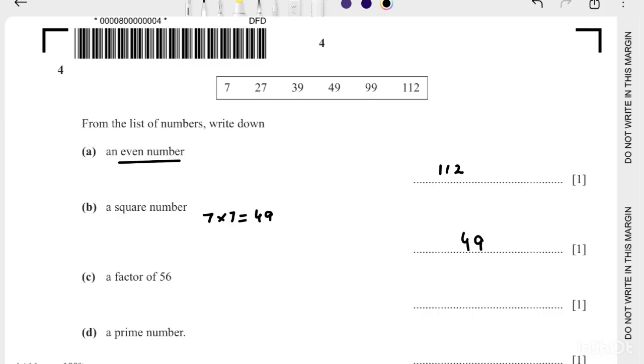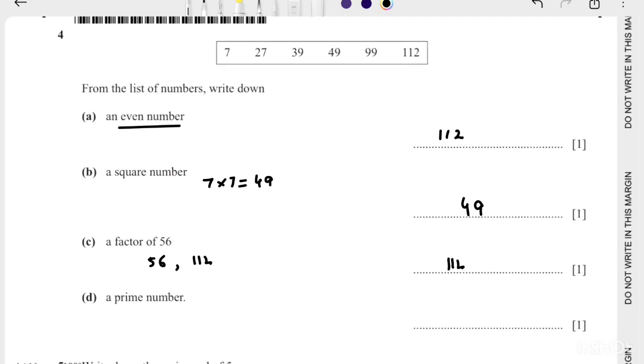Now a factor of 56. For that purpose, you can write multiples of 56 as well. So 56 ones are 56, 56 twos are 112. So a multiple of 56 would be 112. Now a prime number. A prime number means a number that cannot be divided by any other number. It has two factors, a number and itself. So 7 is the answer.